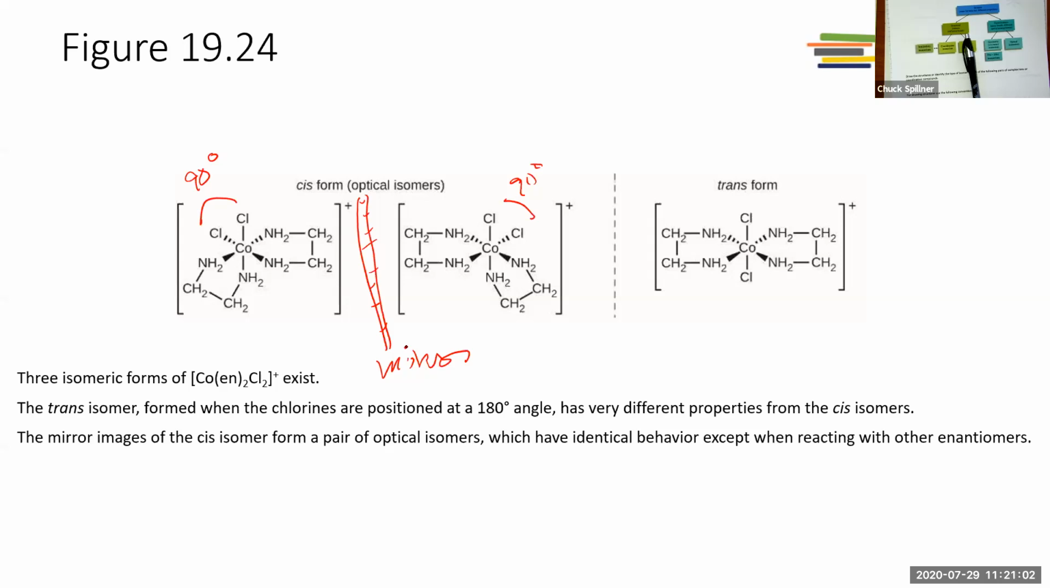Then on the right, we have the trans isomer. If we made the mirror image, we could draw the same thing. But because it's symmetrical, the mirror image is superimposable. So we have optical isomers here, and we have no optical isomers here.